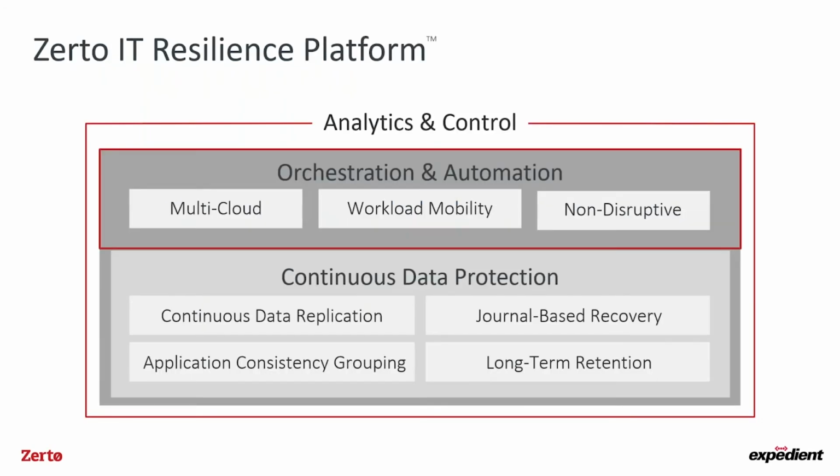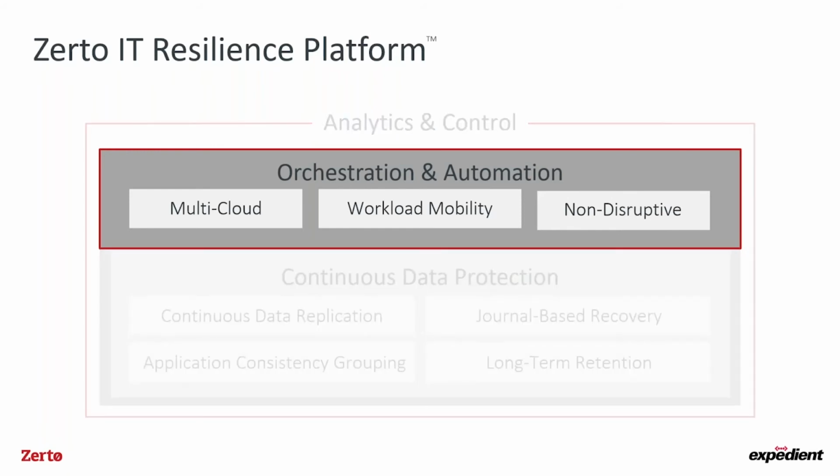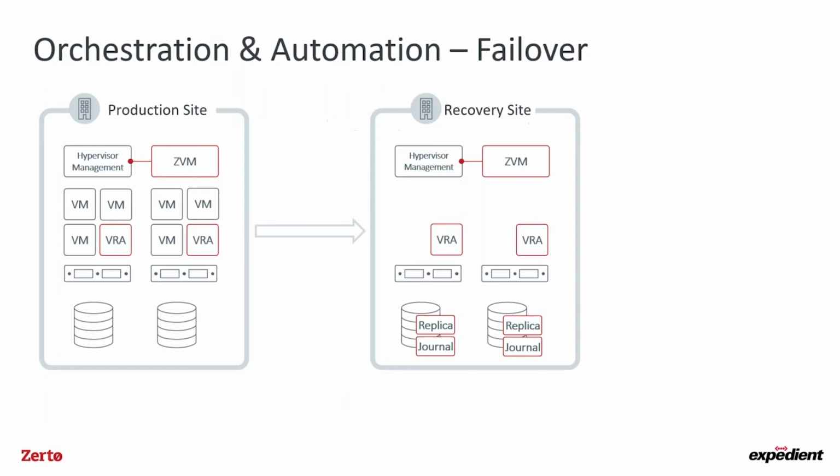Now, I told you automation and orchestration is key as well. We have the engine that moves the data, we have the journal that allows you to go back in time, but now we need those workflows to actually do something with that data. So let's dig into those workflows. I only pick a few, and I'll start with the failover workflow. This is a typical environment. I've got a production site, I've got my recovery site. In Expedient's case, that's Expedient.